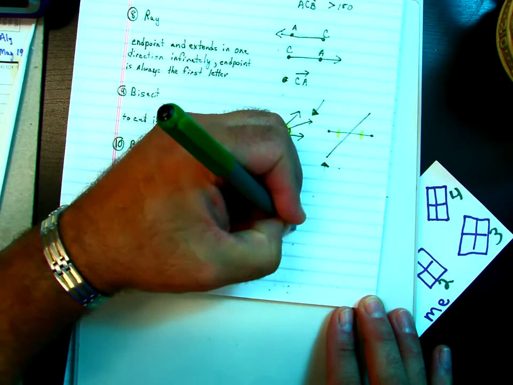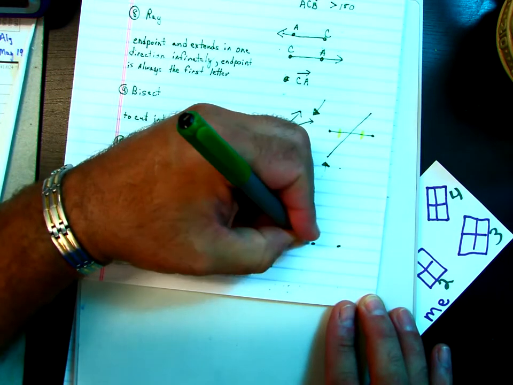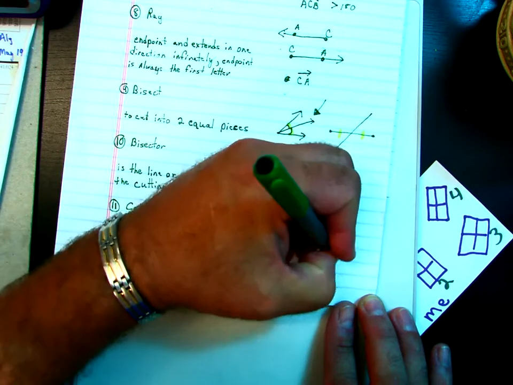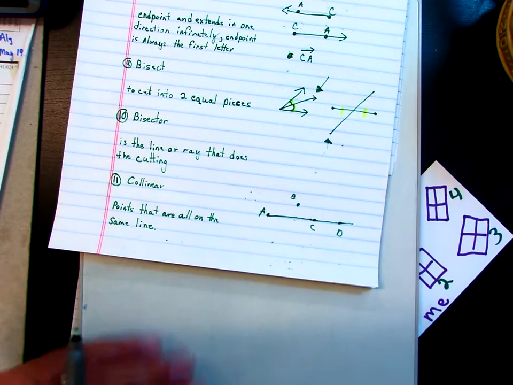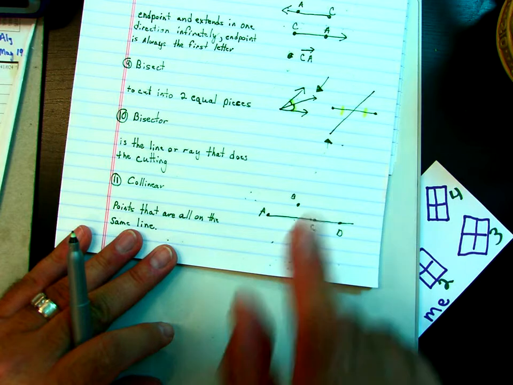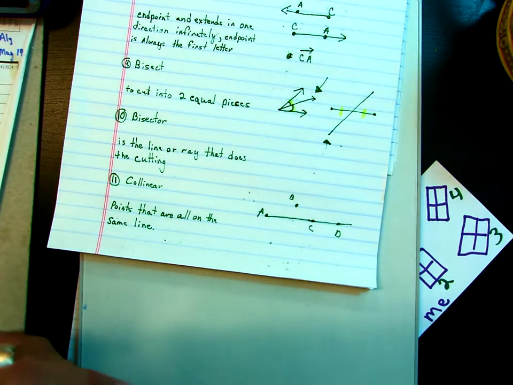So if I did this, are A, B, and C collinear? No. Are A, B, C, and D collinear? No. Are A, C, and D collinear? Yes. So understanding what collinear looks like. So that's why I draw a picture that has one of them off, because B is non-collinear.